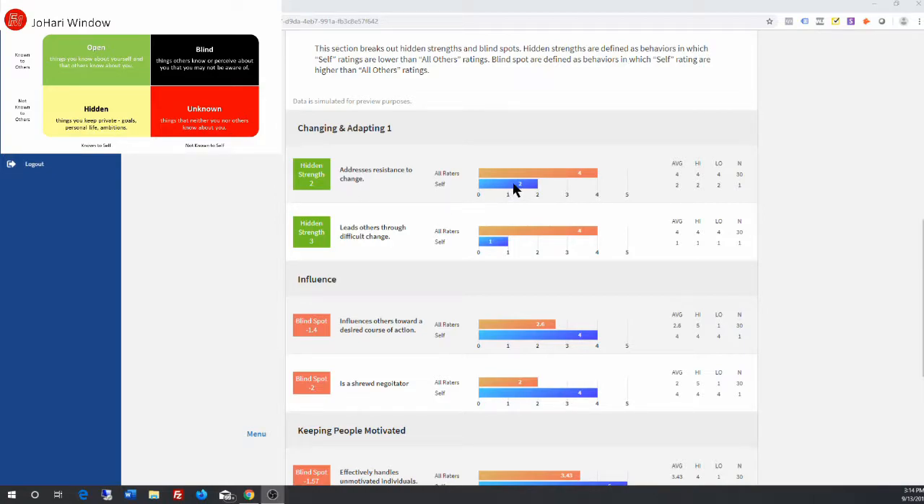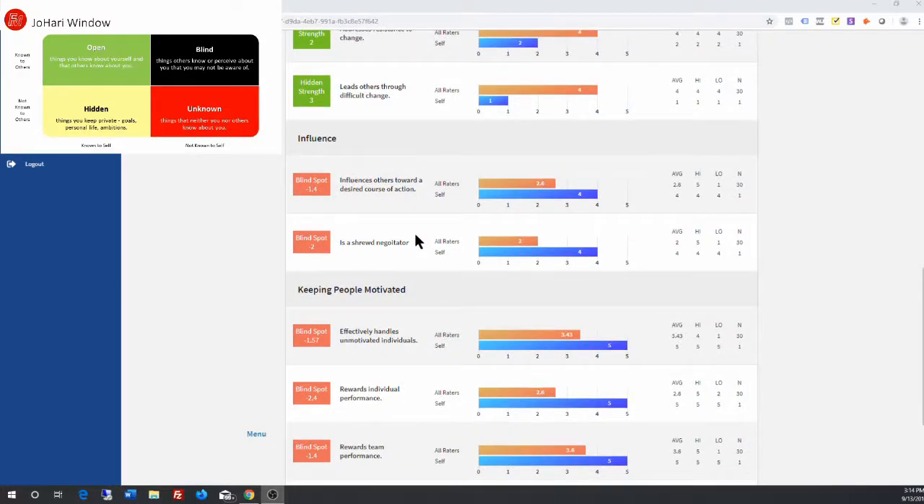And this is important because people need to understand that this is a strength that they actually have that they can leverage more. So they may not be engaging in this behavior purposefully because they think they're not very good at it, when in fact they may be very good at it. So it's important to understand those hidden strengths.